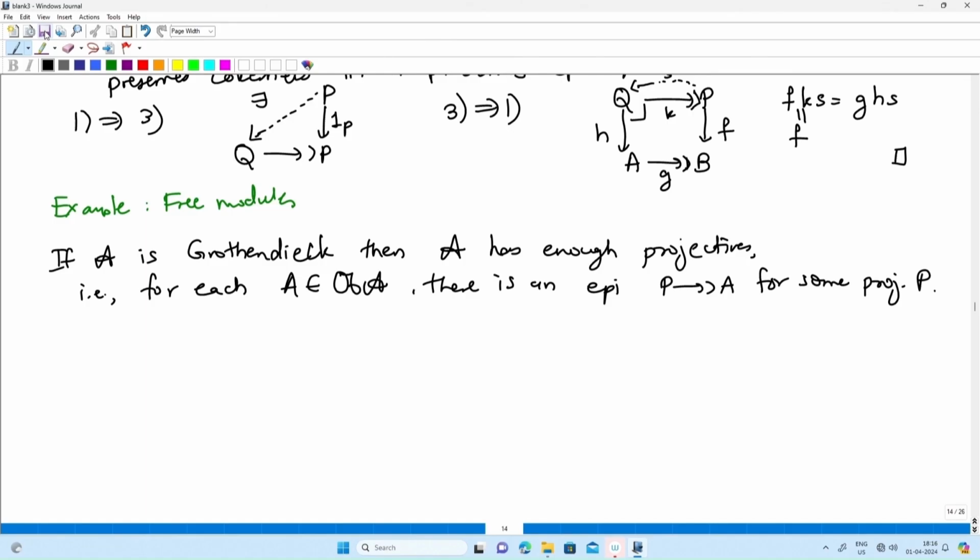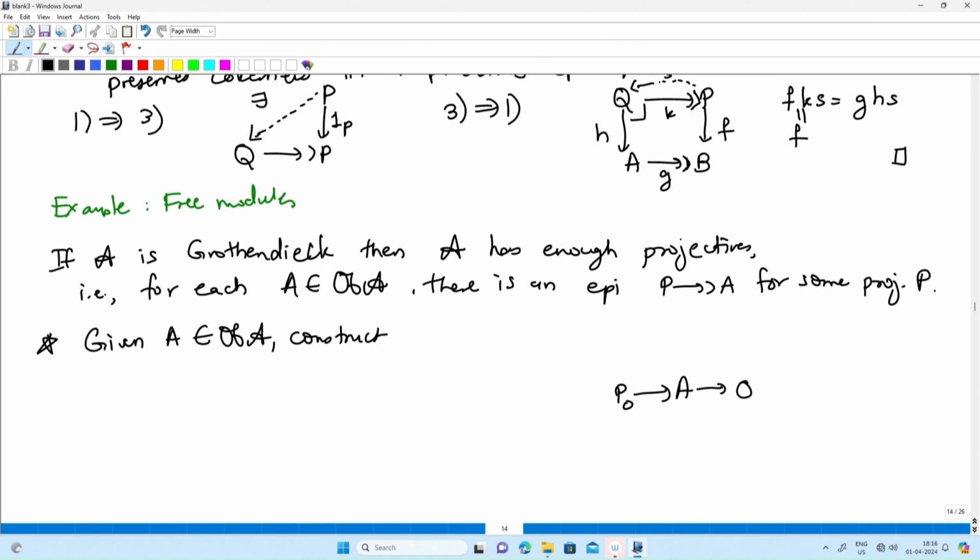Now, if it has enough projectives, then we can do something very interesting. Given A, so what is a projective resolution now? Let's try to see this. Given A, construct this. So we are given A, then we have some projective P0 and a surjective map.